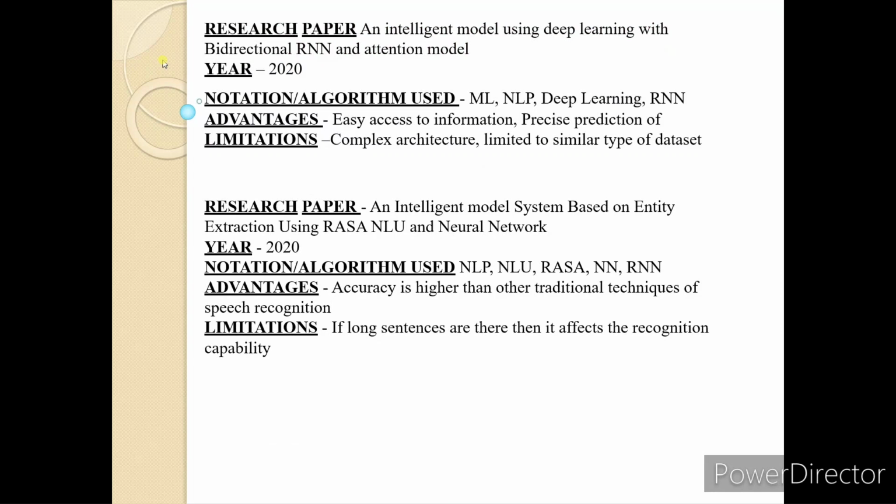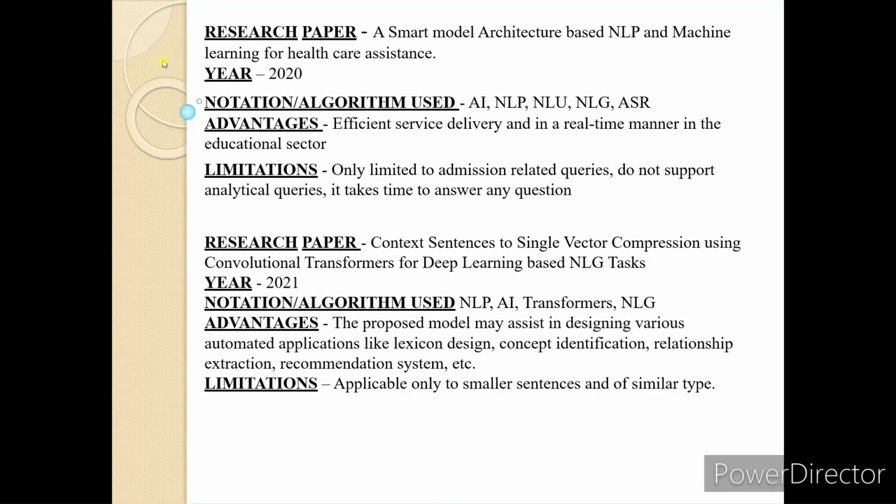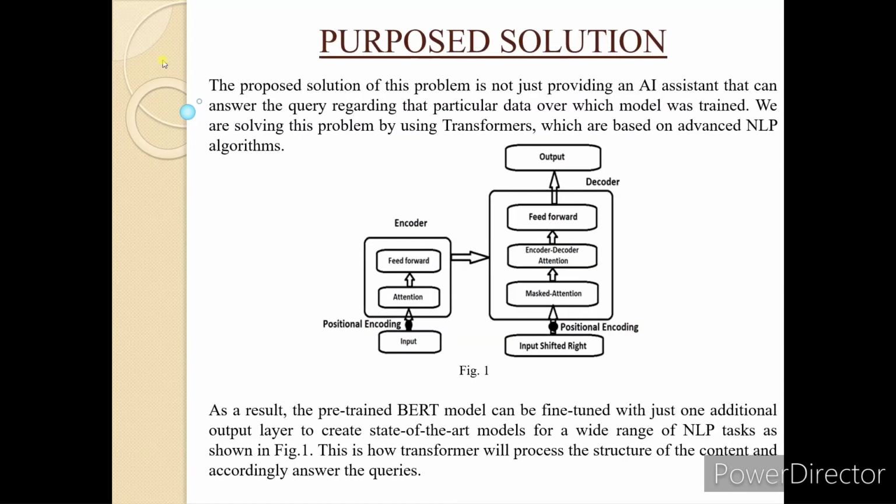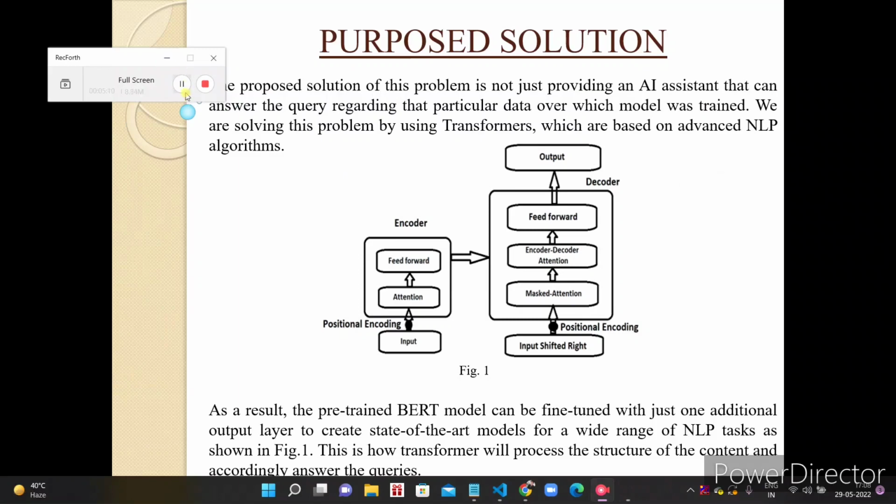The other research paper is an intelligent model using deep learning with bidirectional RNN and attention model. This was also proposed in 2020, and the algorithms used are ML, NLP, deep learning, RNN. It offers easy access to information and precise prediction, but it has limitations: complex architecture and it is limited to similar types of data sets. Similarly, these are some of the research papers and technologies that already exist, but they have some limitations that we are trying to remove with our method.